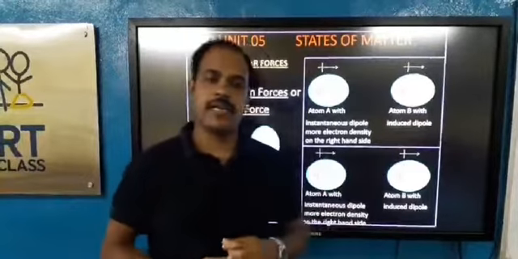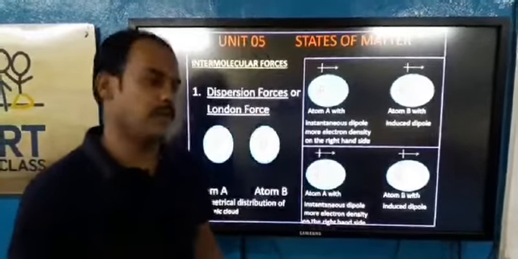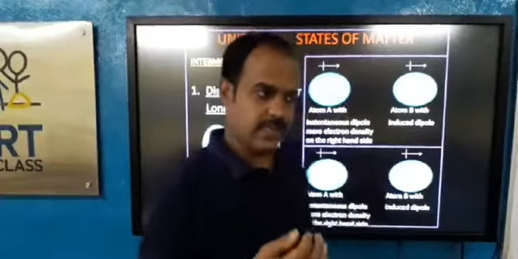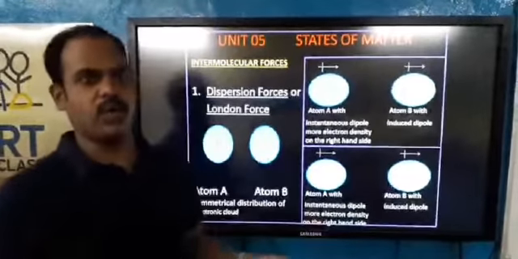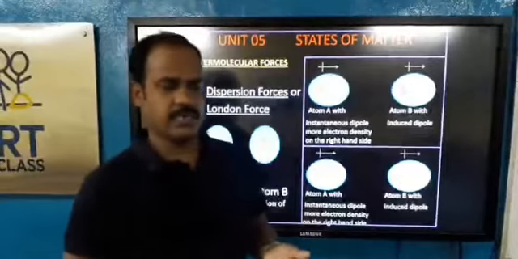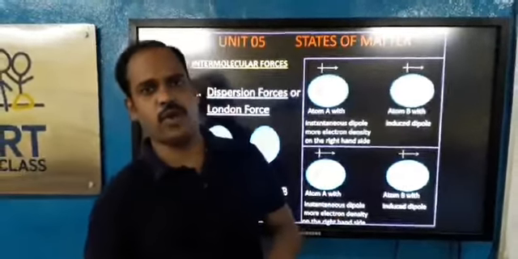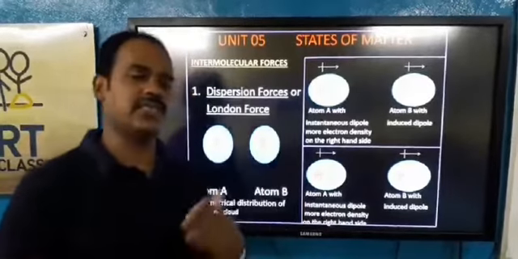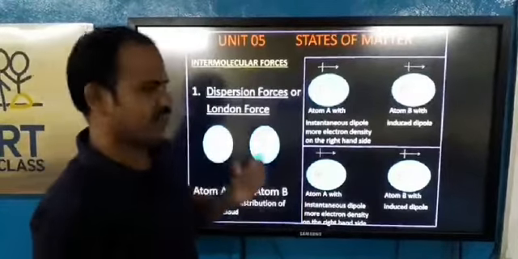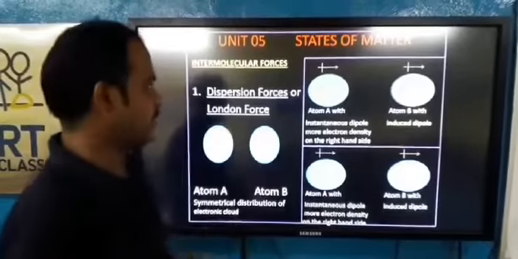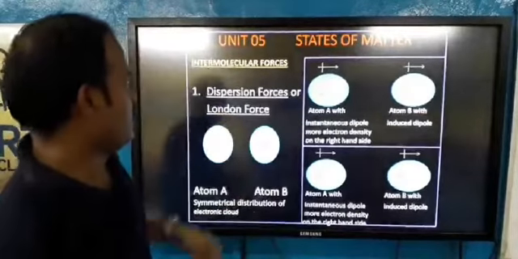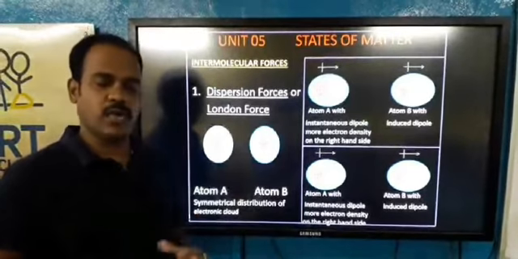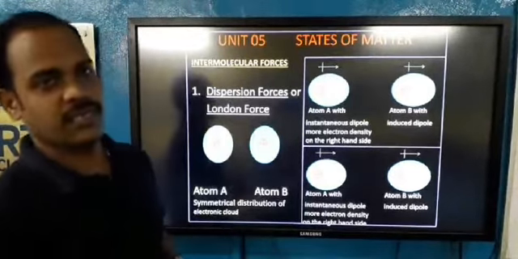Third is interparticle space. The interparticle space of gaseous molecules is very high, so that's why gas occupies a large volume. Gas has neither fixed volume nor fixed shape. It acquires the shape of the container in which it is kept. So these are some basic information about gases. Here we will see the type of intermolecular forces by which the molecules of gases are bonded with each other.